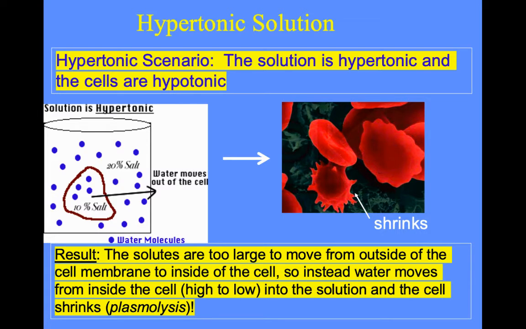If your blood cells are placed in a hypertonic solution, the solutes want to move into the hypotonic cell to balance the concentration, but they're too large to move across the membrane. So instead, water inside the cells is going to move from high to low concentration, causing the cells to shrivel. This is called plasmolysis, and it is also not an ideal situation for your cells. This is what would happen to our bodies if we drank a lot of ocean water because it has so much salt in it.